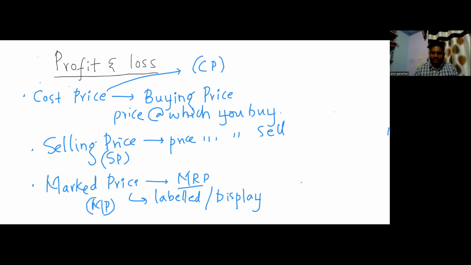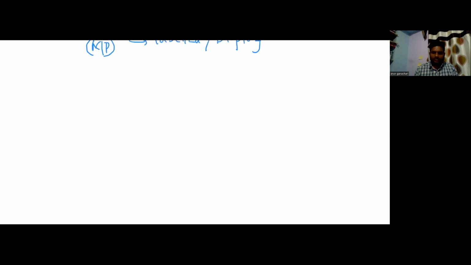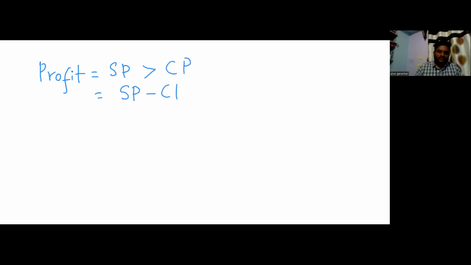Okay. So whatever sir told, when will we have profit? We'll have profit when selling price is more than cost price. For that matter, profit is nothing but selling price minus cost price. So if I have an article which I bought at 400 rupees and I sold it at 500 rupees, what is the profit I made?